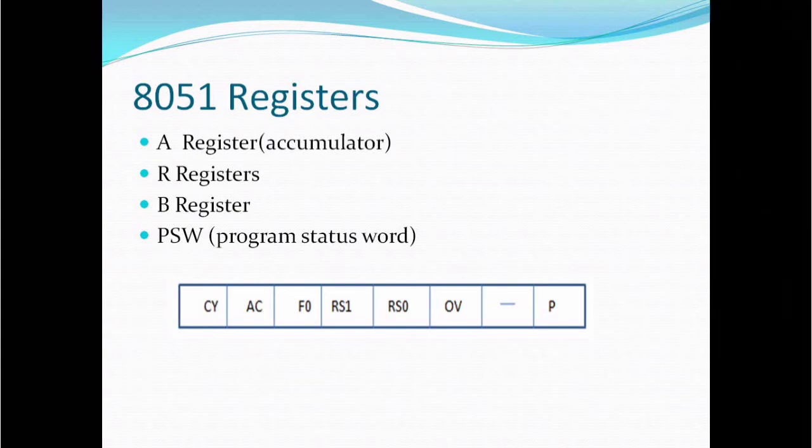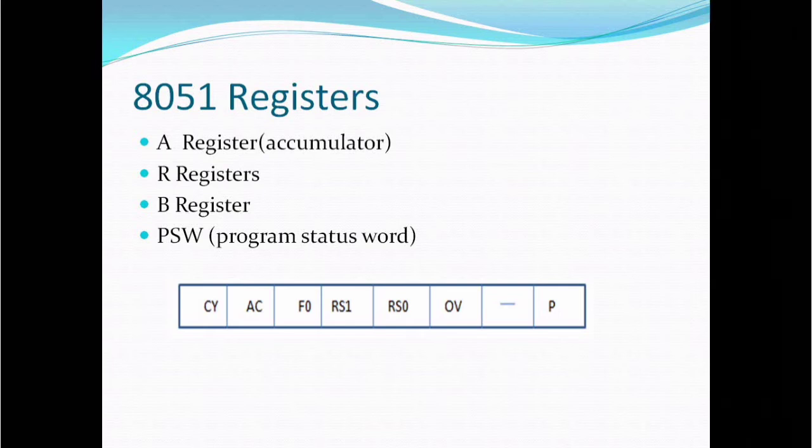Then comes the B register. The register B is also an 8-bit register, and it is used mainly for multiplication and division operations. Whenever we want to perform a multiplication or division operation, the operands must be present in 2 registers. One is A, that is the accumulator, and the second is the register B. Many times we call it a spare accumulator or extended accumulator.